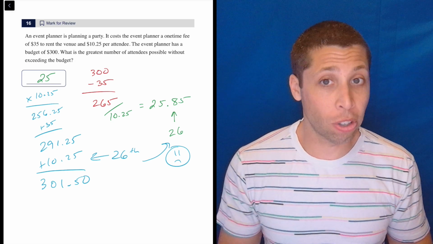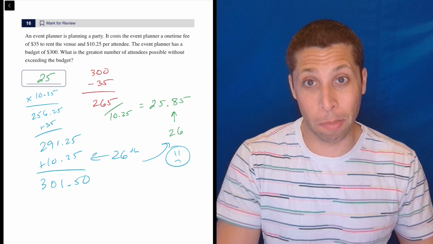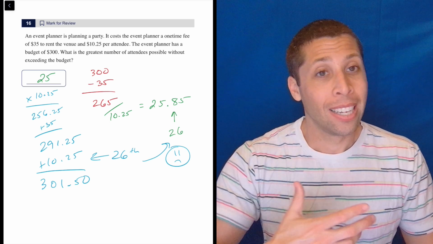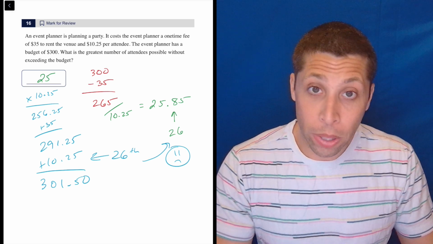And notice there are no instructions here to round. We should know that we have to think about whole numbers because it's a person, but other than that, it didn't tell you to round up. So you also don't want to just make that assumption. Hopefully this all makes sense.